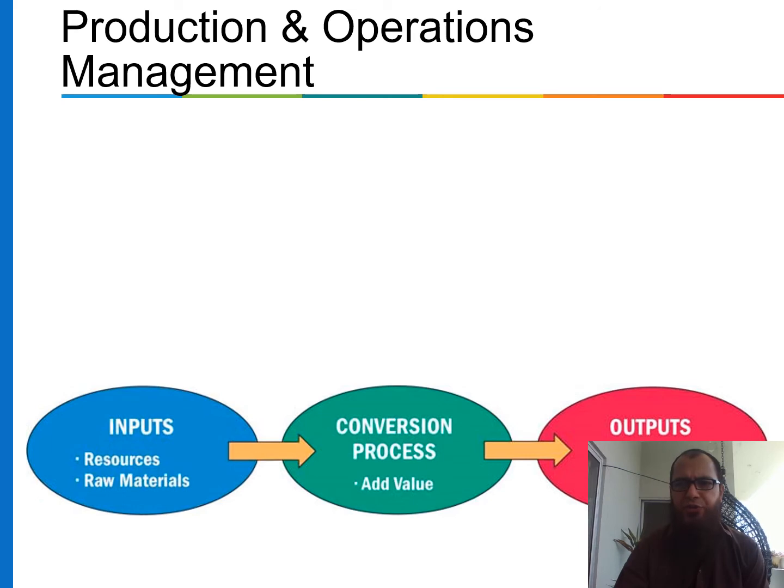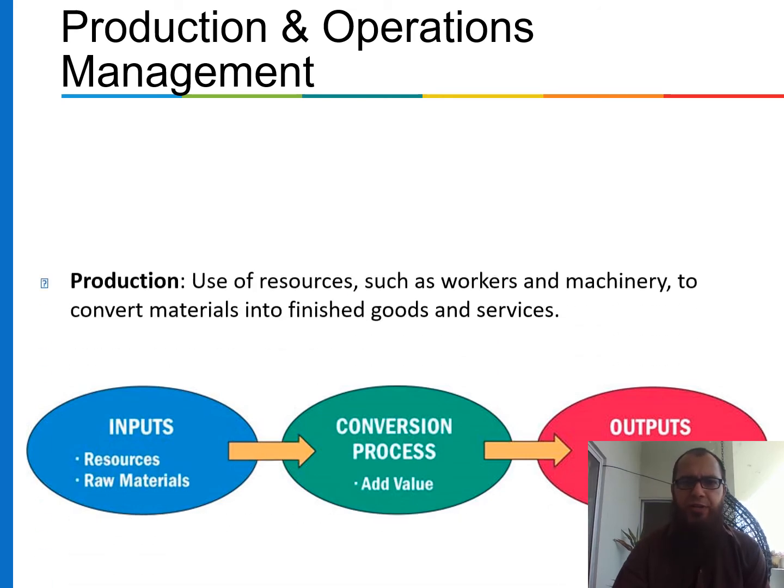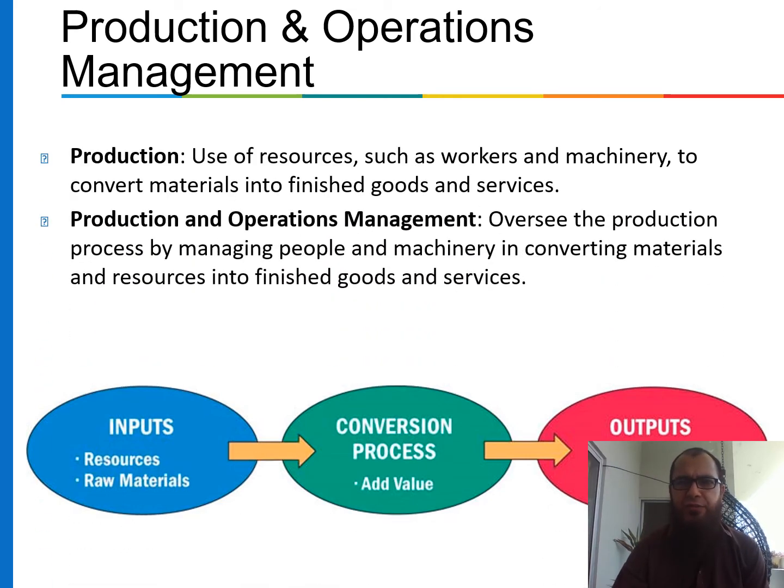Production and operations management. Producing and marketing desired goods and services is the key role of business. Production converts raw materials and other inputs into finished products. People often use the terms production and manufacturing interchangeably. Production means the use of resources such as workers and machinery to convert materials into finished goods and services. Production and operation management oversee the production process by managing people and machinery and converting materials and resources into finished goods and services.